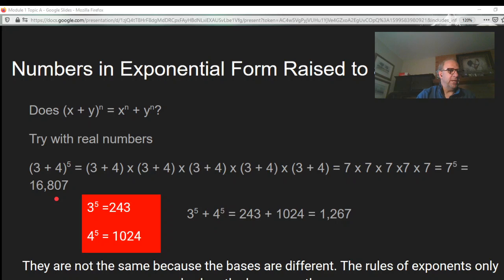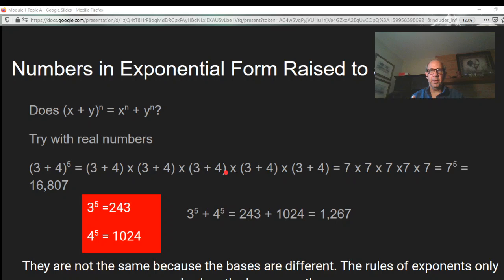We proved that they're not the same. The reason is these bases, 3 and 4, are different. The rules of exponents only apply if the bases are the same. So when I'm multiplying and dividing, the bases have to be the same, and when I'm adding and subtracting, it doesn't work.